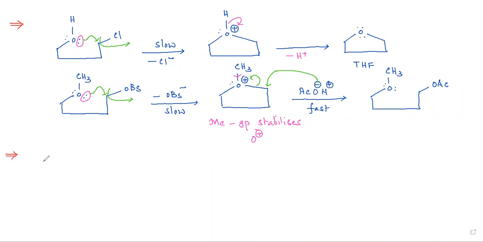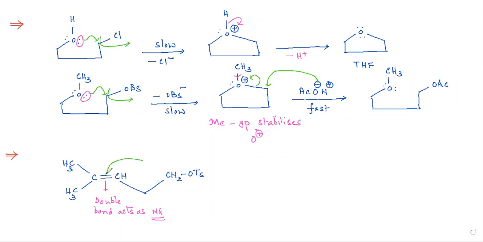Now, one last example, wherein you got a double bond which is acting as a neighboring group. Interesting. So here this double bond is acting as neighboring group. Now look at what happens. As and when the double bond, I mean the pi bond, attacks, this goes up. Tosyl, OTs minus goes off in a slow step.